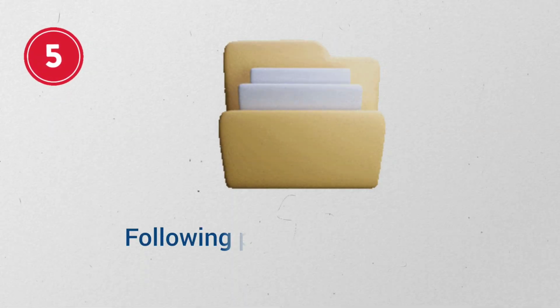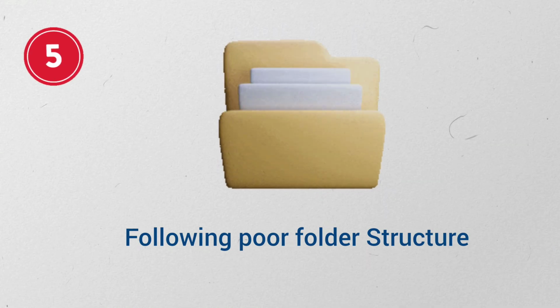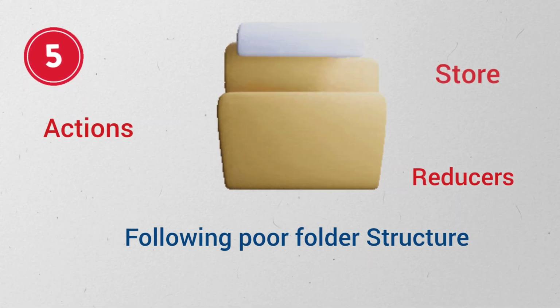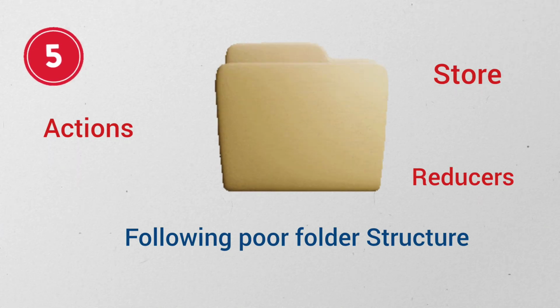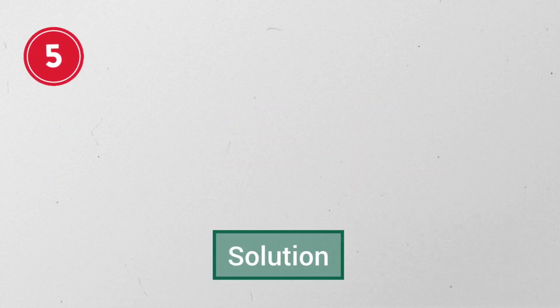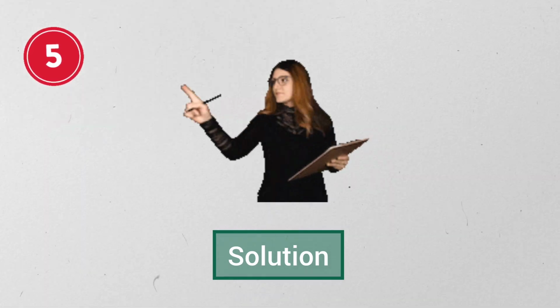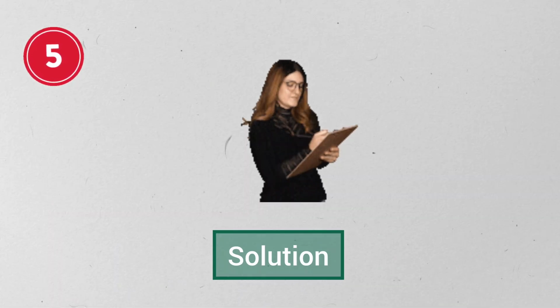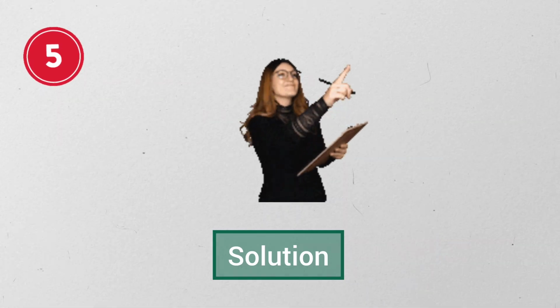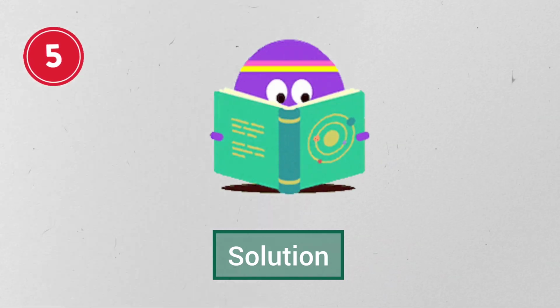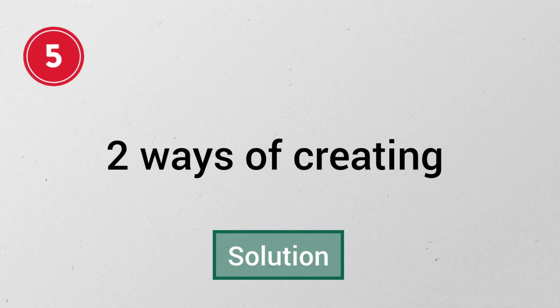Fifth mistake, which many developers do, is following a poor folder structure. Dumping all the actions, reducers, and store inside one single file will lead to poor maintainability. So the solution is organize your Redux logic in a modular way, typically grouping related actions and reducers in separate folders. In this course, I have shown you two ways of creating the folder structure. Accordingly, you can follow them or you can create your own folder structure which will help you to organize your Redux code.